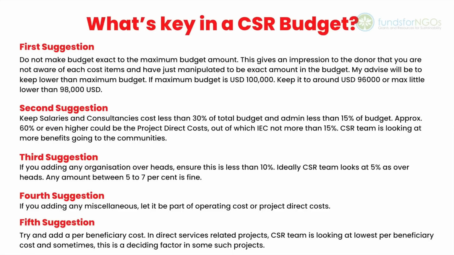If you are adding any organizational overhead, ensure that this is less than 10%. Ideally, CSR team looks at 5% as overheads. Any amount between 5 to 7% is fine. If you are adding miscellaneous expenses, let it be part of operating cost or project direct cost. Finally, try and show the per beneficiary cost. In direct services related projects, CSR team is looking at the lowest per beneficiary cost, and sometimes this is a deciding factor in some such projects.